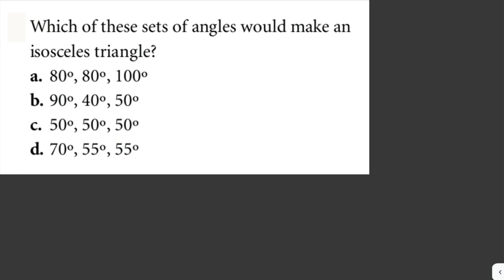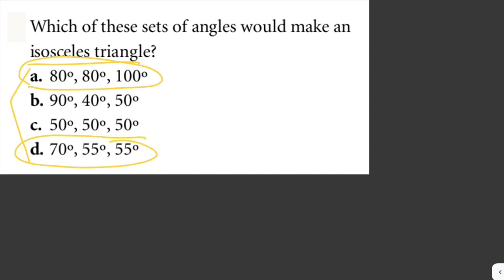Which of these sets of angles would make an isosceles triangle? An isosceles triangle has 2 equal sides and 2 equal angles. And from the choices given here, we only have letter A that has 2 equal angles. Oh, there's also letter D.